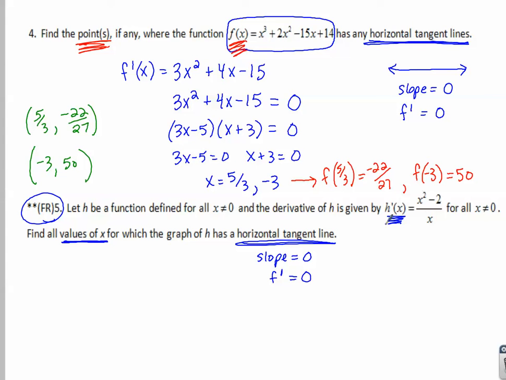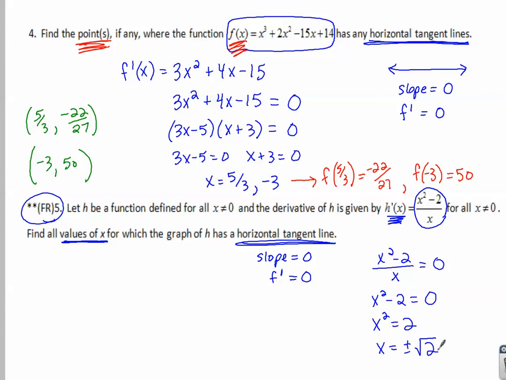Derivative equals 0. Well, they gave us the derivative, so let's use that derivative. x squared minus 2 over x has to equal 0. When a fraction is 0, only the top needs to be 0. Where does x squared equal 2? That's right, at plus or minus the square root of 2. And they just said, find the values of x. We are done.